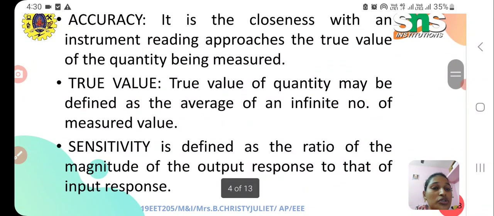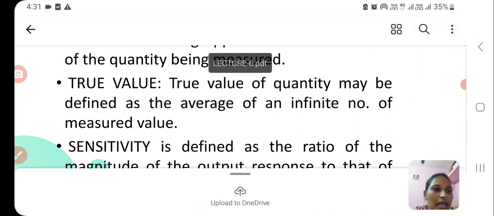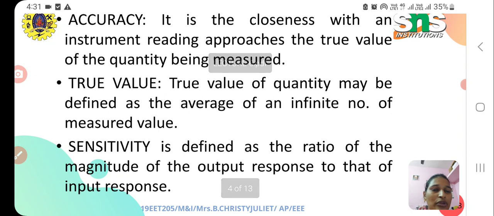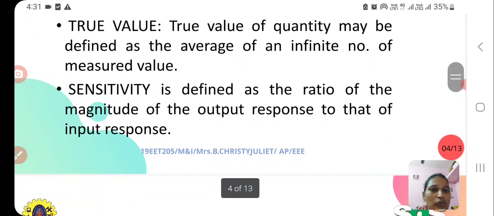Now we'll see what is meant by true value. The true value of a quantity may be defined as the average of an infinite number of measured values. So you are conducting an experiment and repeating it infinite times, and if you take an average of those infinite values, then you will get the true value, or the actual measured quantity, which is sometimes tough to get, but in most cases the accurate value will be taken as the true value.